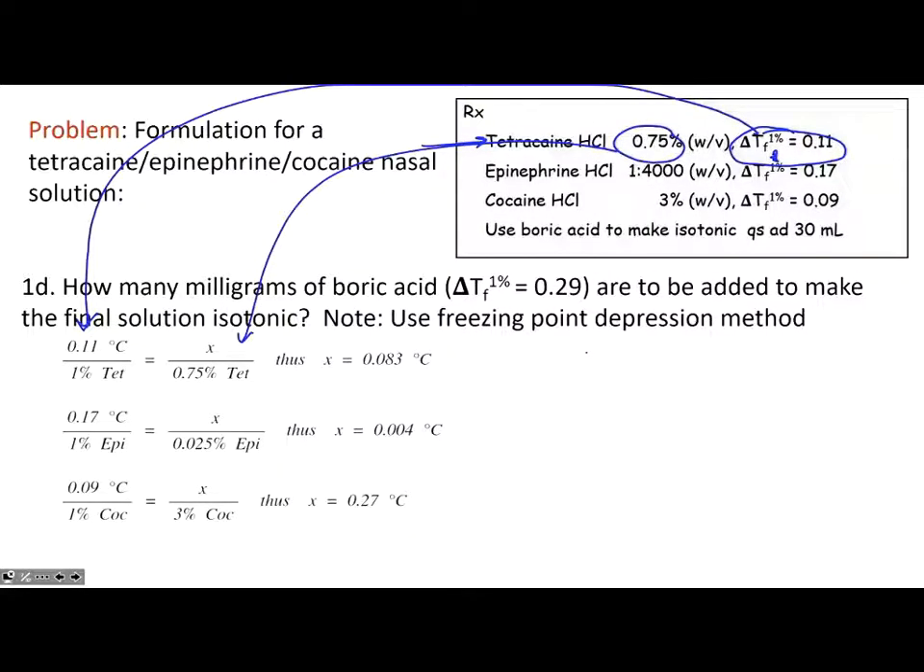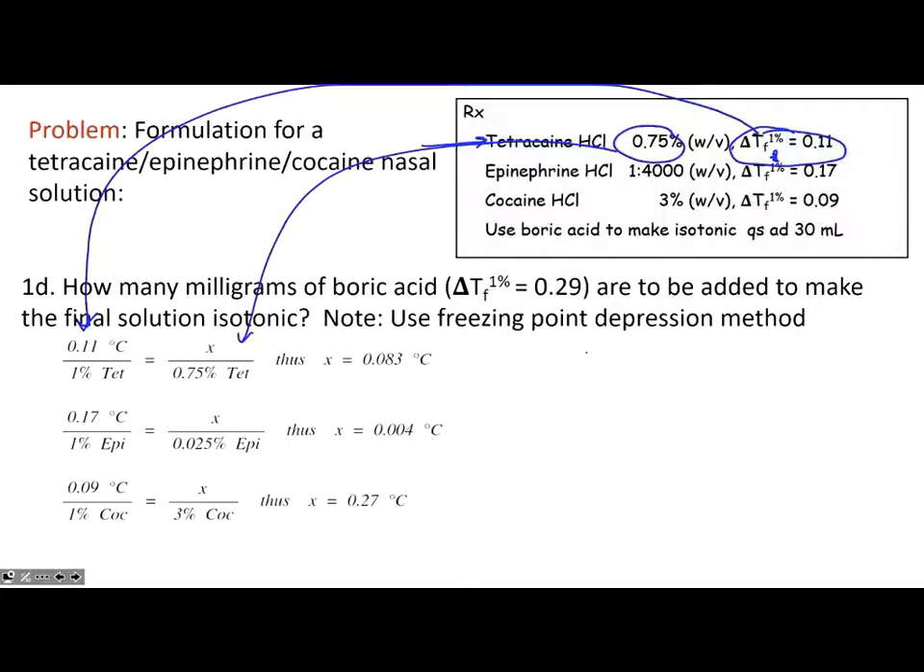I won't belabor the point, but you do the exact same thing for the other ingredients. Just remember that a 1 to 4,000 ratio strength is the same as 0.025%. Just take 1 divided by 4,000 and convert it to a percent. So that's the same number there. But really, those work exactly the same. So are there any questions on how I got that? I don't want to rework all three of those. You just take the percent and take the 0.17 over 1% equals X over 0.025% for the epinephrine, for example.